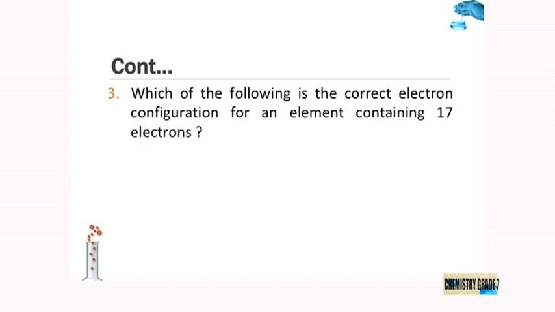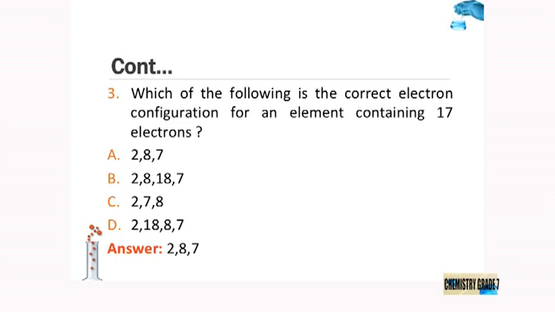Which of the following is the correct electron configuration for an element containing 17 electrons? 2, 8, and 7. 2, 8, 18, and 7. 2, 7, and 8. 2, 18, 8, and 7. The answer is 2, 8, and 7.